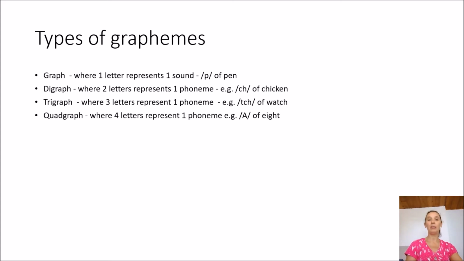A graph is one letter, a digraph is two, like ch of chicken, a trigraph, 3 letters represent that one phoneme, like tch of watch, and there are a few quadgraphs where we've got 4 letters representing one sound, like in the A of eight. So eight is only made up of 2 phonemes, A, T, and the A part is E-I-G-H.